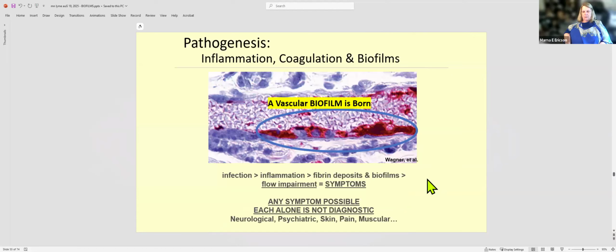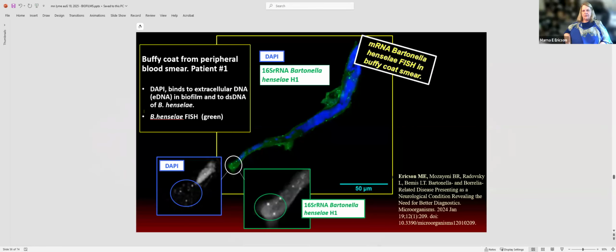Here's a great picture by Wagner et al. Sorry, I didn't put the reference down, but this is a vessel, and this red gunk is all the biofilm lining it. So you wonder why you're sick? I'm not. This is another, we published this paper.